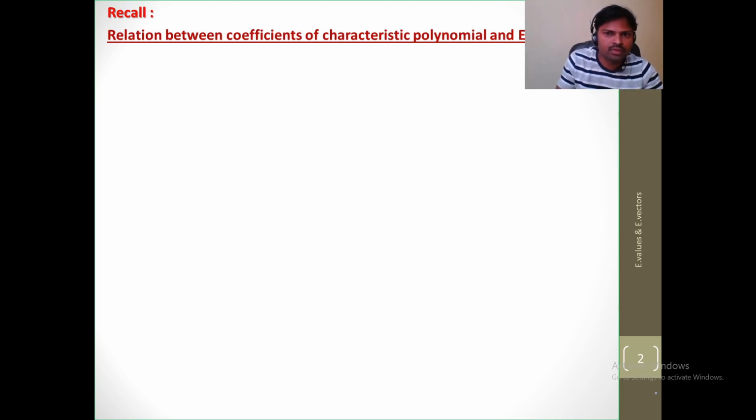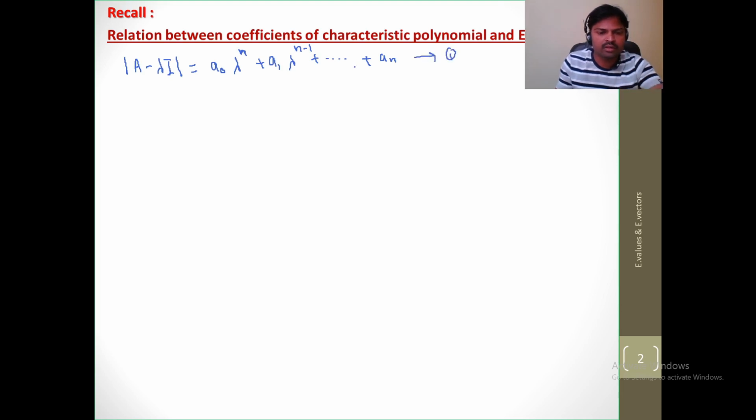So the characteristic polynomial, determinant of A minus lambda I, equals, so the general form of the characteristic polynomial is a naught lambda power n, because A is an n by n matrix, plus a1 lambda power n minus 1, plus up to so on, plus the last one is a n. Assume this is 1.